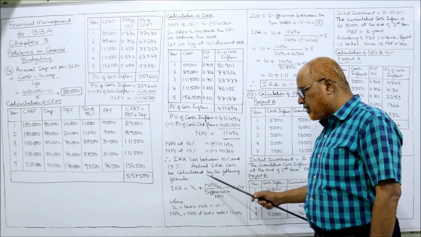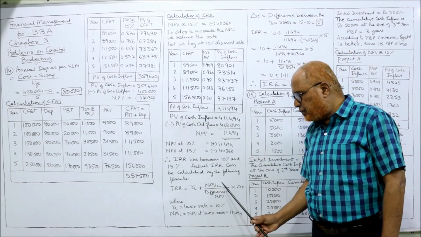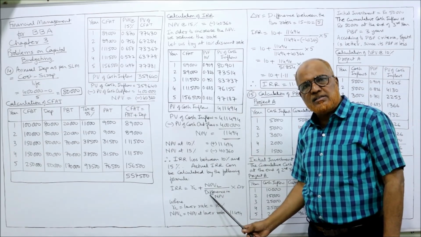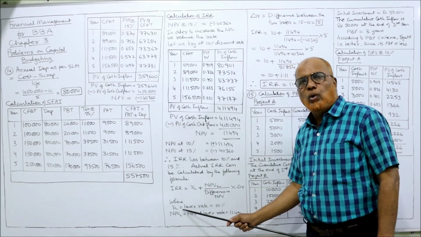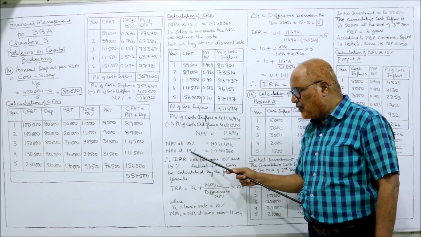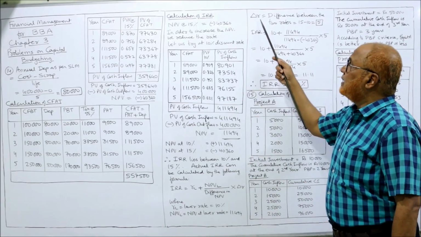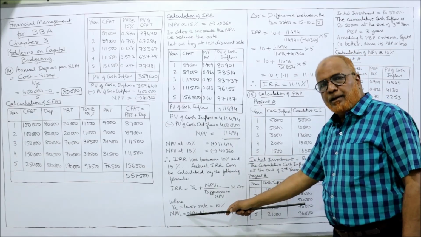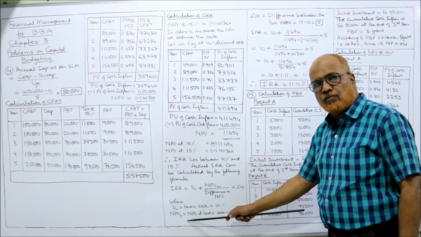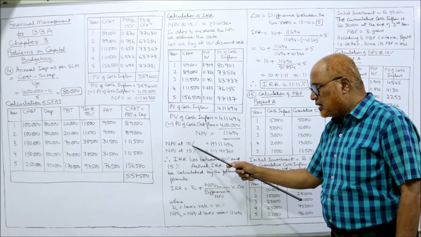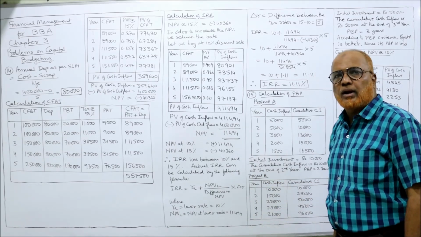Actual IRR can be calculated by the following formula. So IRR formula: RL plus NPVL divided by difference in NPVs into delta R. RL stands for lower rate. Two rates we have, 10% and 15%. Which is the lower rate? 10%. Then delta R, NPVL. NPVL means NPV at lower rate of return, lower rate of discount. Lower rate of discount is 10%. What is the NPV? 11,494. So in numerator we will take 11,494.